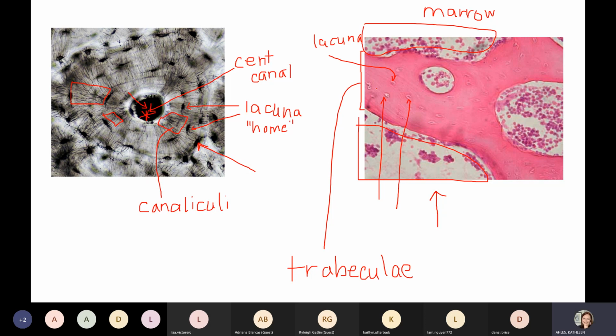Any questions about bone histology? Or if you're tracking with me, give me a thumbs up. Okay, got some thumbs up, some smiley faces.